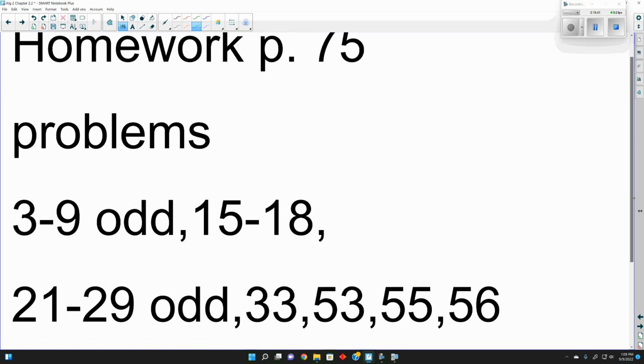21 through 29, well, with 3 through 9 and 21 through 29, you're finding the vertex and axis of symmetry. You're not graphing on any of these. Number 33, identify the error and fix it. And again, with this one here, it's going to be a little bit easier to state what the error is. It kind of makes a little more sense. It's a little bit easier to phrase. 53, 55, and 56, find the x-intercept, the vertex, and the axis of symmetry. You're not having to graph it, but you do need to find all 3. Questions on this here?